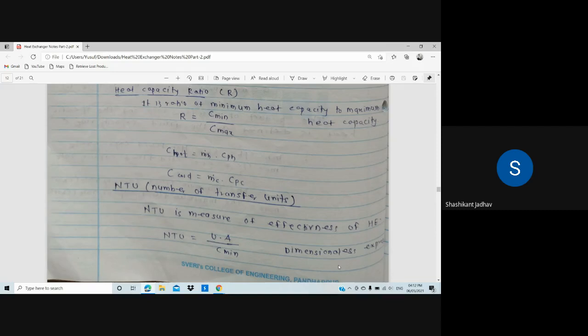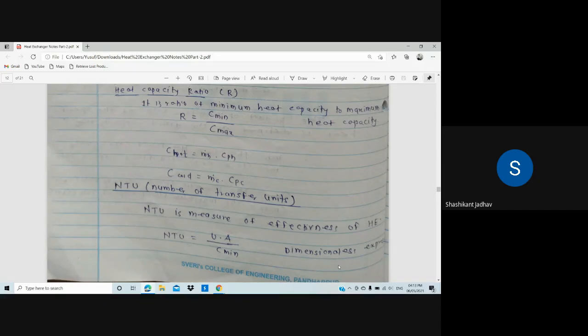And how to calculate the NTU? By using the equation. So write down that equation. NTU is equal to U into A divided by C minimum. This is the dimensionless expression.